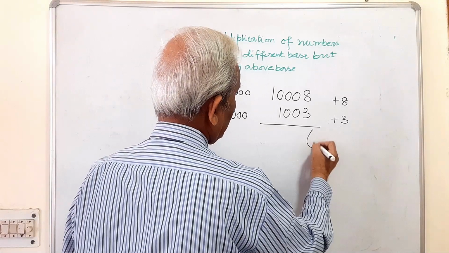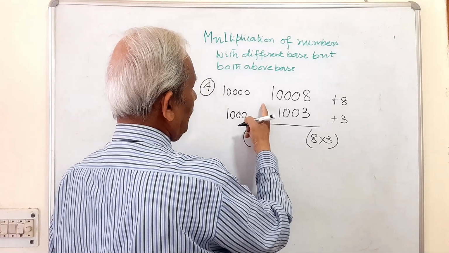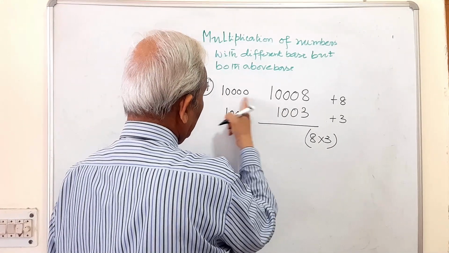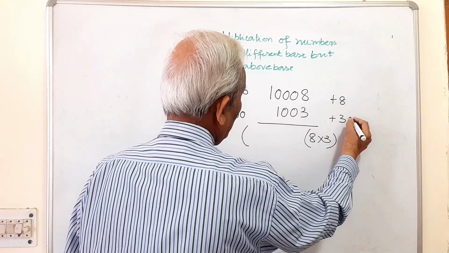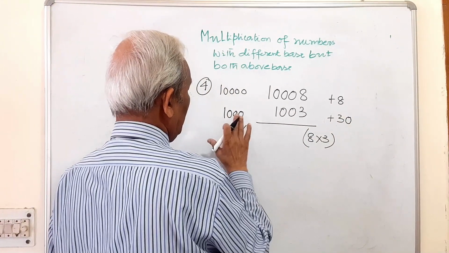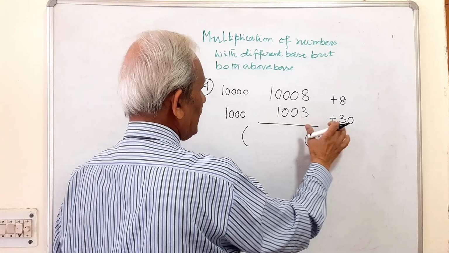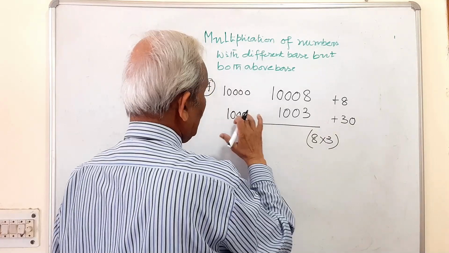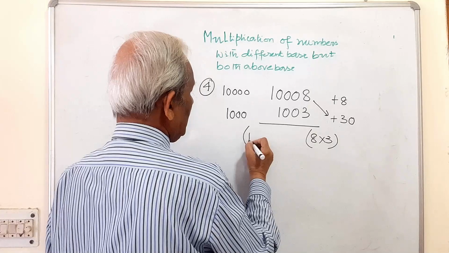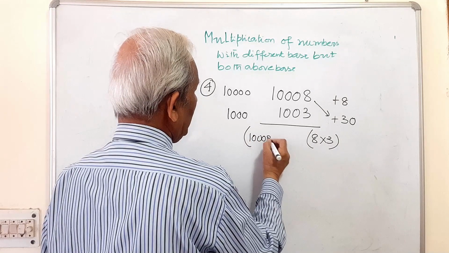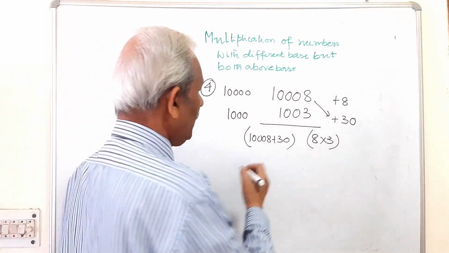Now the second part of the answer is 8 into 3, and the first part of the answer is 10008 plus the difference of zeros. There are 4 zeros, there are 3 zeros, the difference is 1 0, we'll write 1 0 here. If it would have been 100 and this is 10,000, we would have taken 2 zeros as the difference. Since there is only 1 0 difference, we'll write 1 0 here. So here add these two. 10008 plus 30.